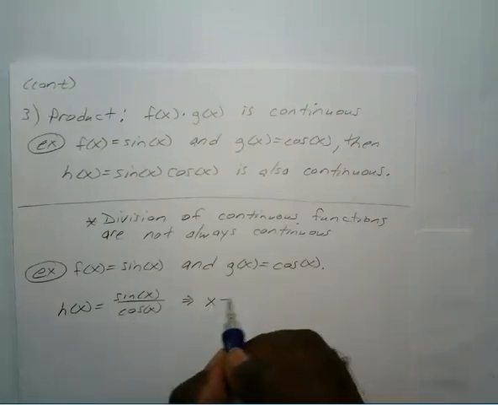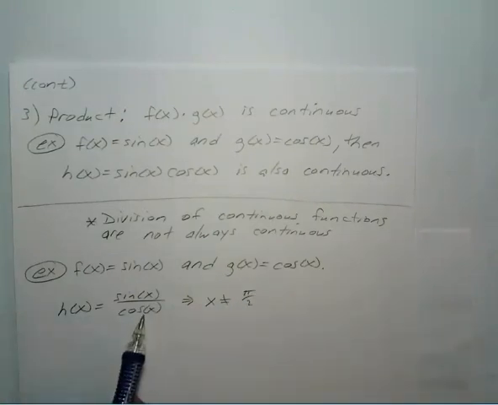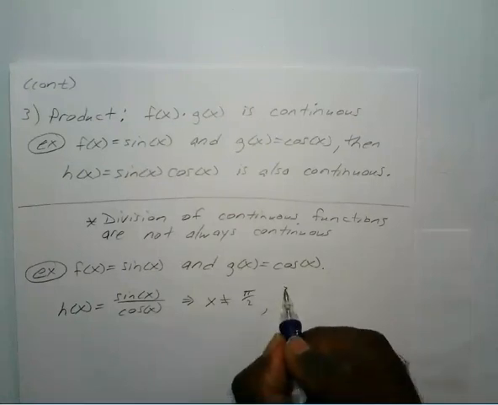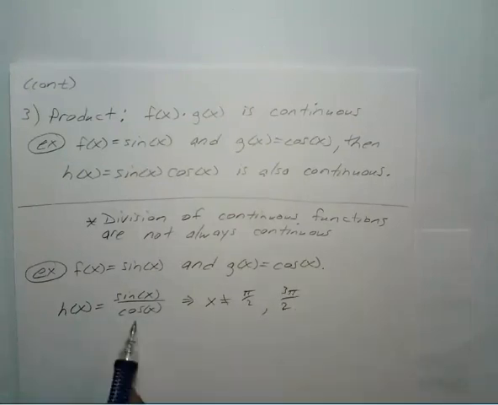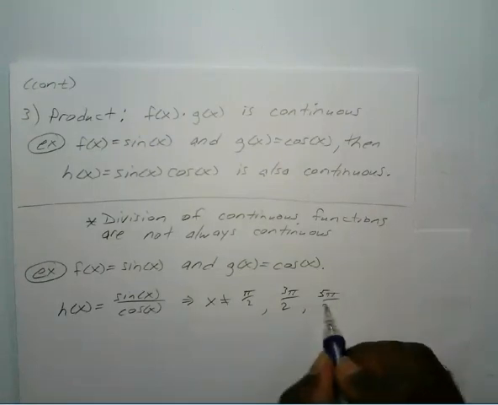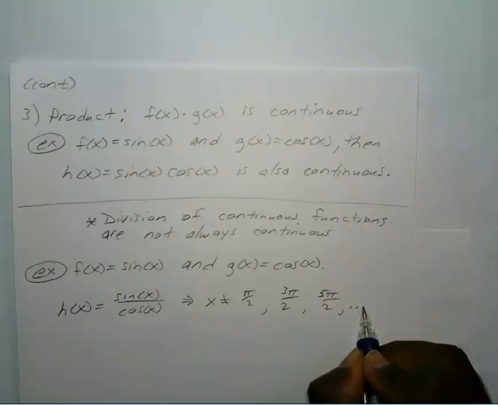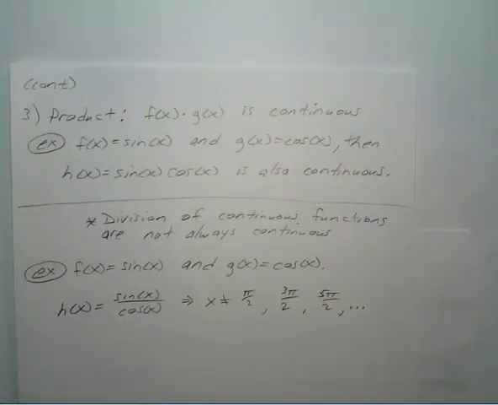So we know that x couldn't equal pi over 2 because cosine of pi over 2 is 0. Couldn't equal 3 pi over 2 because cosine of 3 pi over 2 is 0. Couldn't equal 5 pi over 2 because cosine of 5 pi over 2 is 0, and so on. Okay, so that's why the division of two continuous functions is not always continuous. It might be sometimes, but not always.